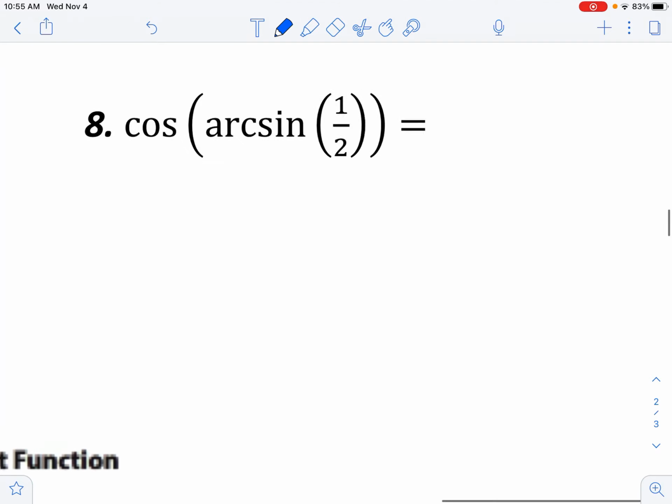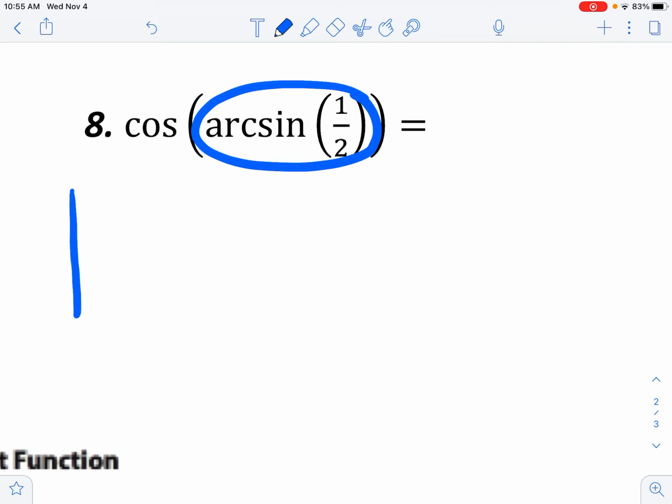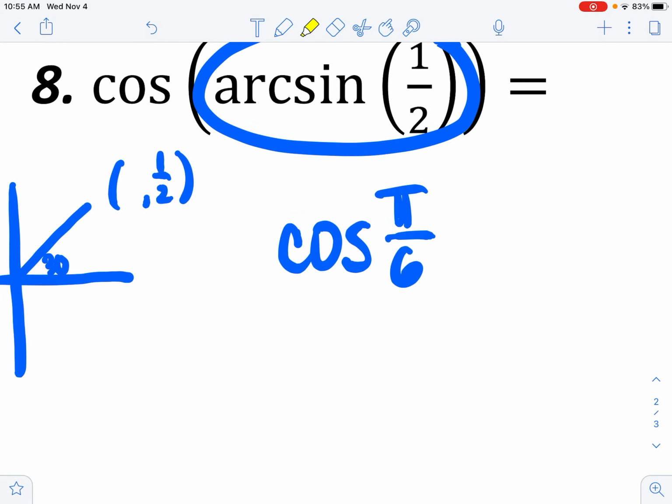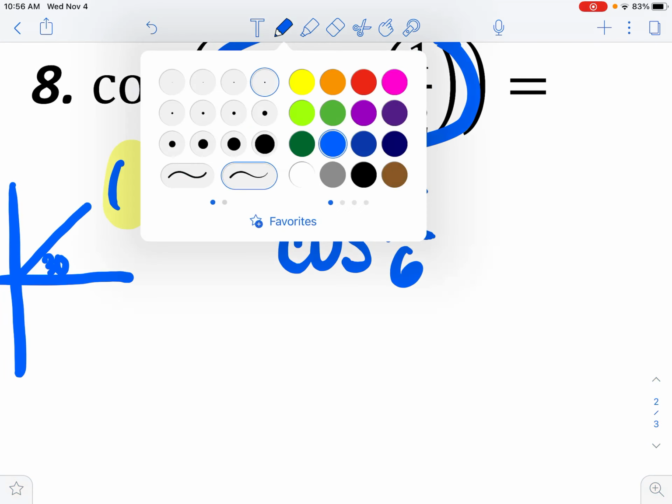All right, last one. Notice this is cosine and arc sine, which they do not cancel each other out. So I can't just say, oh, they cancel, it's 1/2. So first I have to do this. The angle that has a sine of 1/2. Okay, so I could look up and see what it is. Instead, I'm going to practice again. I know sine inverse is defined in the first and fourth quadrant. It's positive in the first. Sine is the y value. That's a 30-degree reference angle, so this is pi over 6. So now I want to know the cosine of pi over 6.